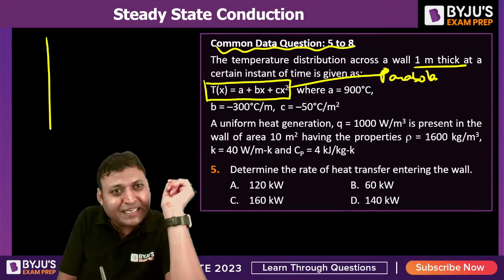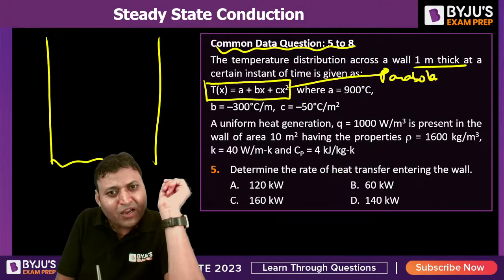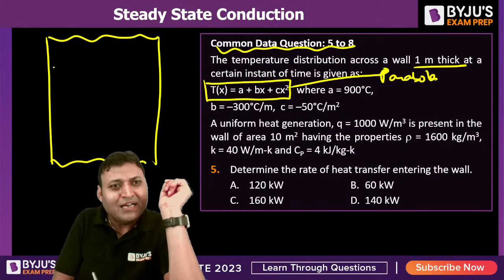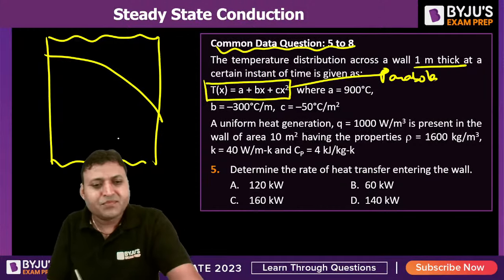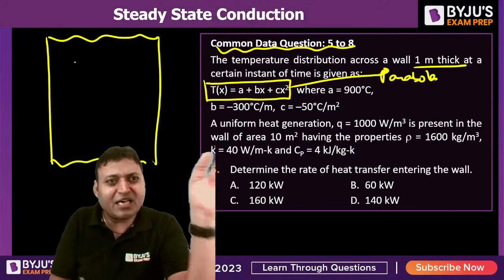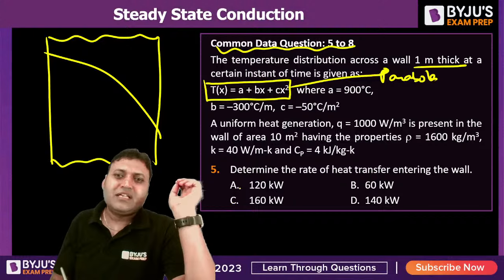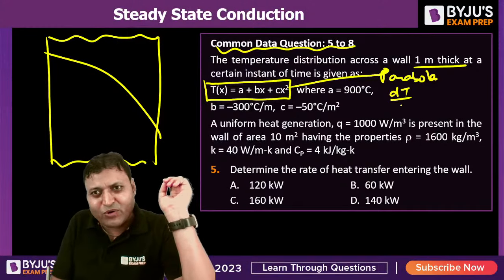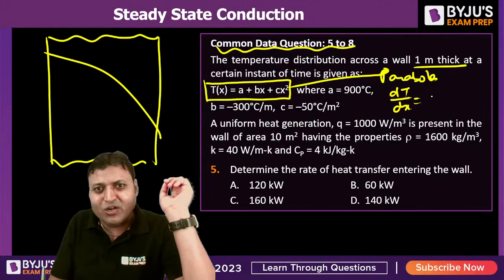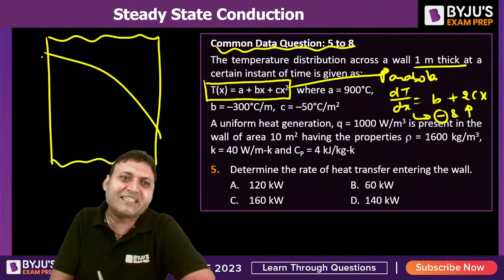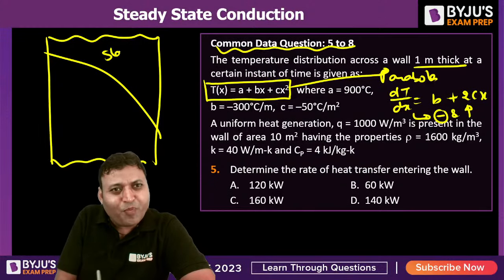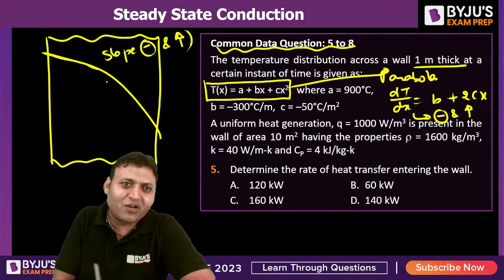If we draw this parabola, then the parabola will be looking like this. This is the temperature profile. If we find out dT by dx, that is equal to B plus 2Cx, it will be negative and increasing in magnitude. The slope is negative and increasing in magnitude. This will be the curve drawn.